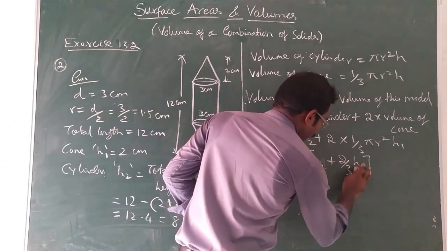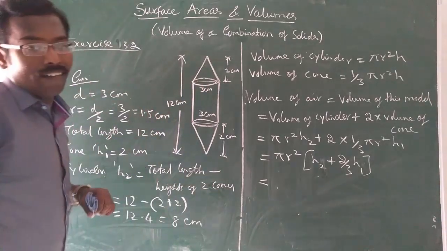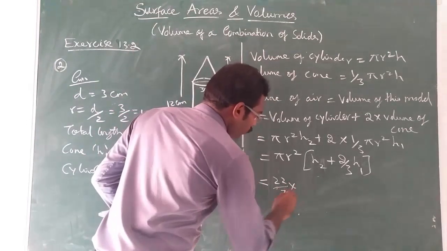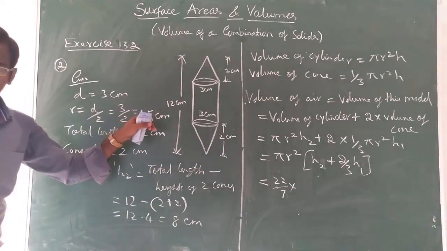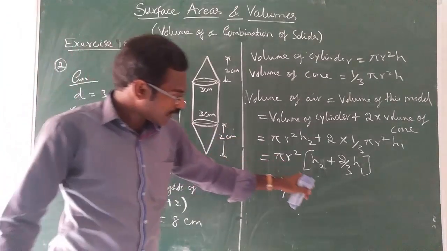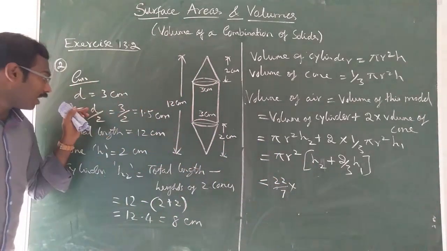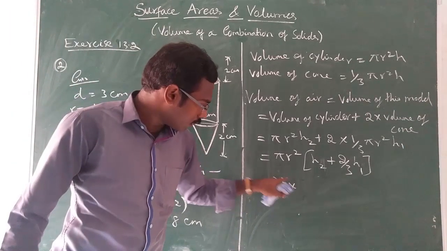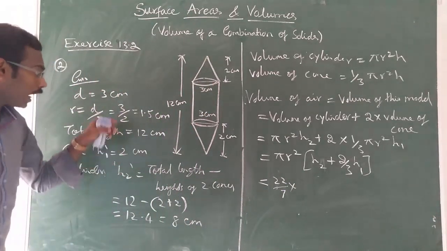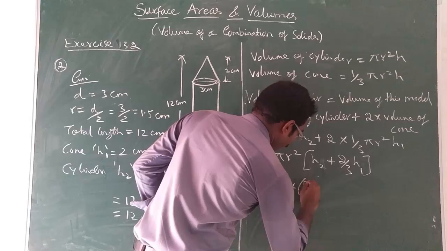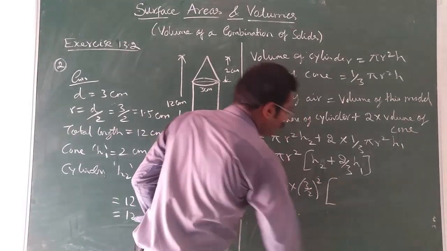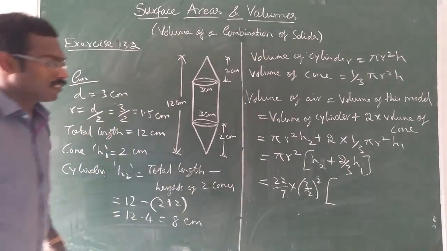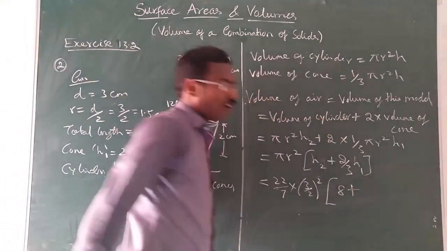This 2 and 1 should be written at the bottom. Now pi value is 22 by 7, into R value is 1.5. But I will tell you, in sums like this, it's better to write R value as 3 by 2 rather than writing 1.5. Because if you write 3 by 2 here, this 2 and 22 may cancel. So I am going to write it as 3 by 2 square into h2. h2 value is nothing but the cylinder height, which is 8. It's very easy. Please follow it carefully.